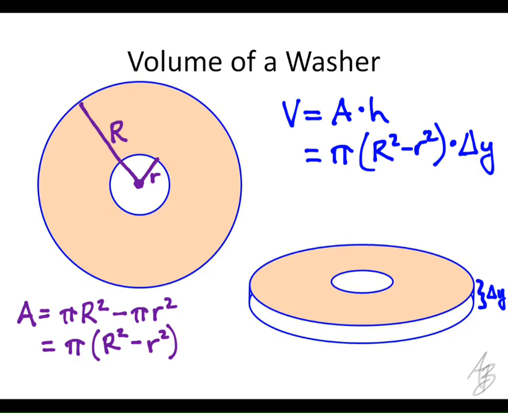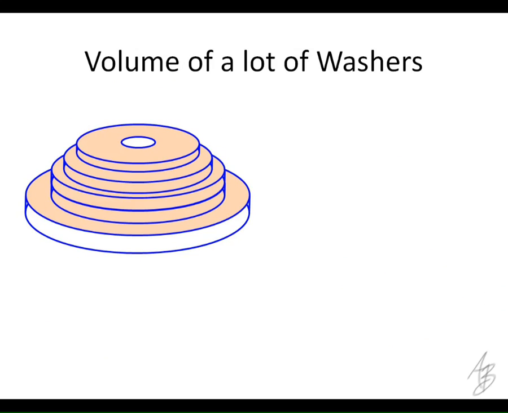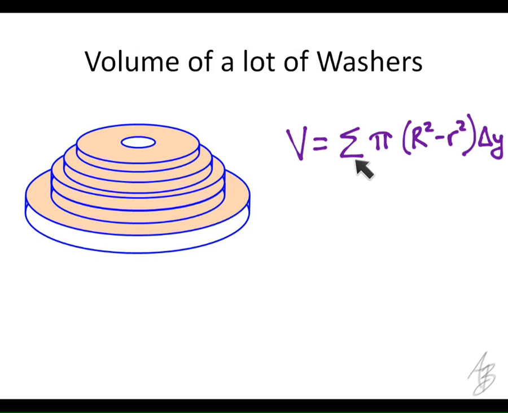So when we take a bunch of these washers and we stack them on top of each other, just like before, we can write a Riemann sum. The volume of this whole thing is going to be the sum of the volumes of each individual one. So it's going to be pi times big R squared minus little r squared times delta y. And when we use enough washers, when we let the limit of the number of washers go to infinity, a couple of things happen. This sum turns into an integral. This delta y turns into a differential, a dy. So this is an approximation of the volume of a solid of revolution.